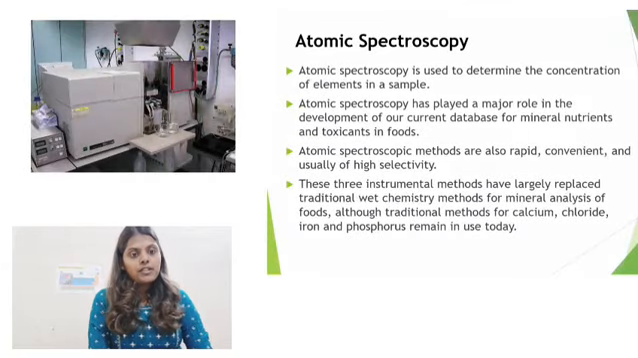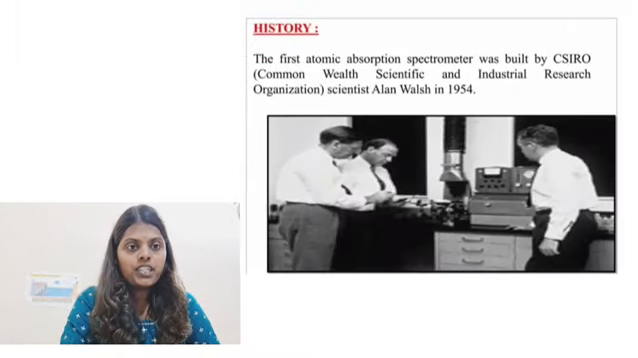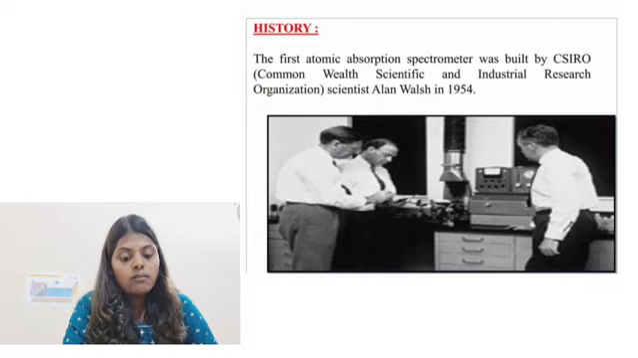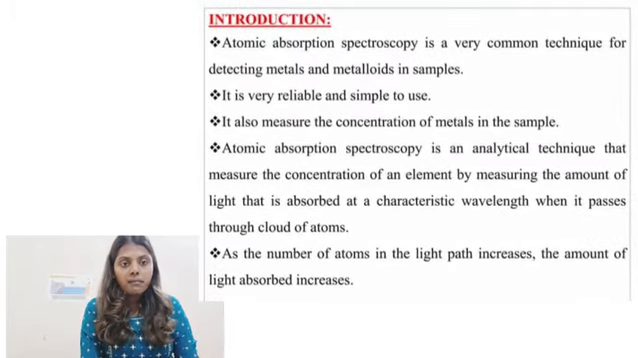Atomic absorption spectroscopy is an analytical method based on the absorption of UV or visible light by the free atoms in a gaseous state. The history of atomic absorption spectroscopy: the first atomic absorption spectrometer was built in the year 1954 by the CSIRO, Commonwealth Scientific and Industrial Research Organization. Atomic spectroscopy is used to determine the concentration of elements in a sample.